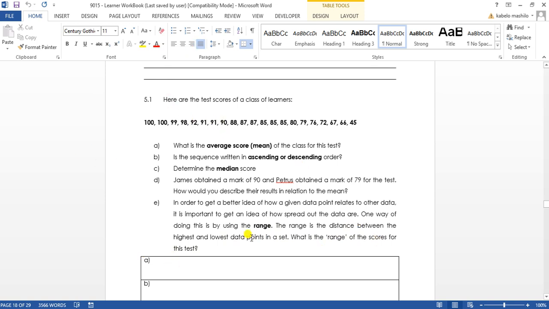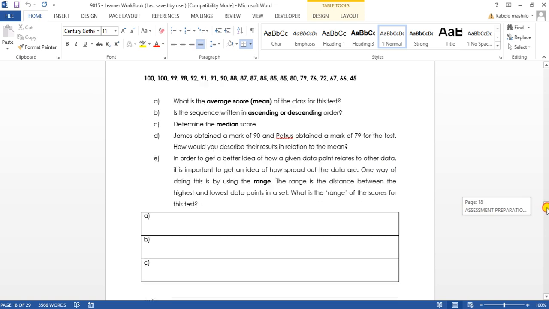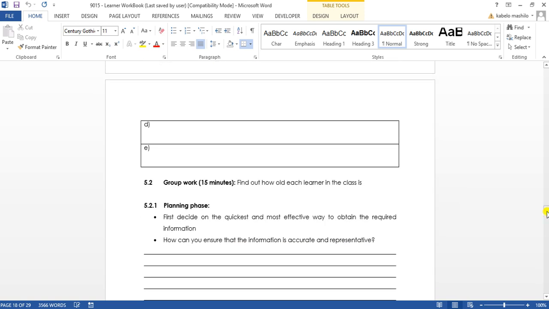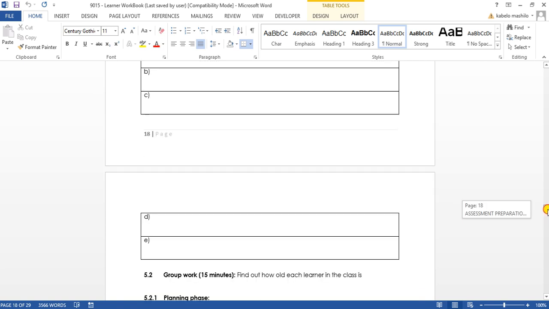It's pretty simple. You take the first and the last, and you give your range. Group work, I don't want to give you answers, guys.